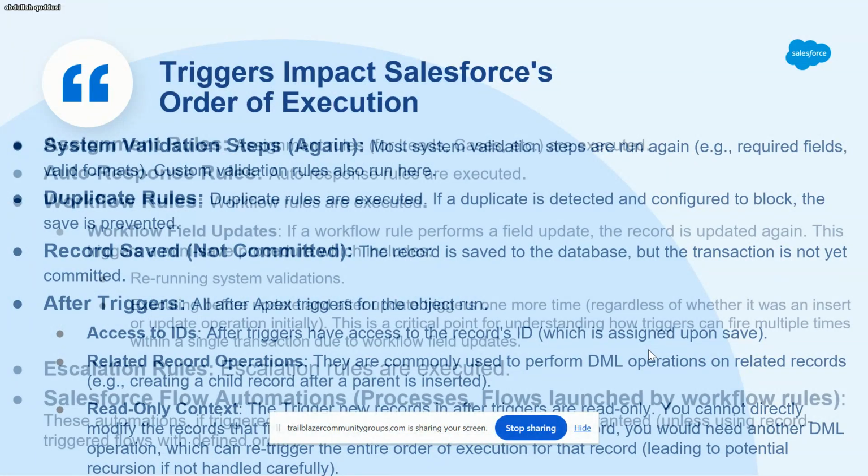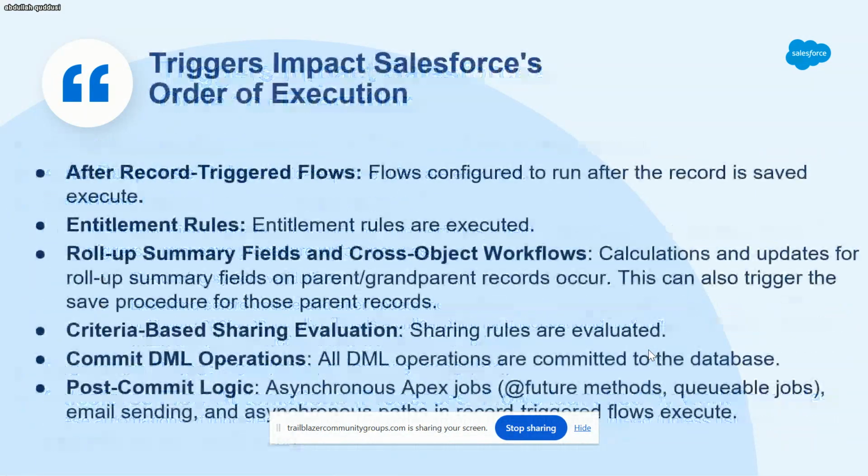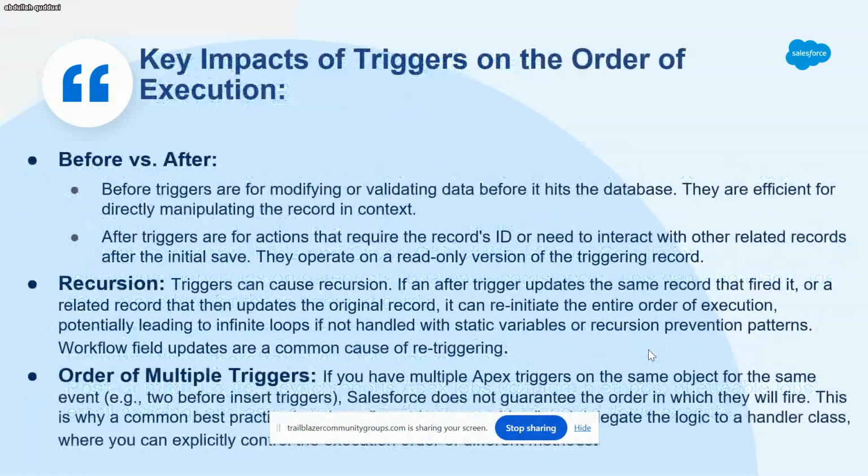So let's go directly onto the key impacts of triggers on the order of execution. As I already told you, there are two types of triggers, before versus after. Before triggers are for modifying and validating; they are efficient for directly modifying the context. And the after triggers are for actions that require the record ID. I've given the example as well.